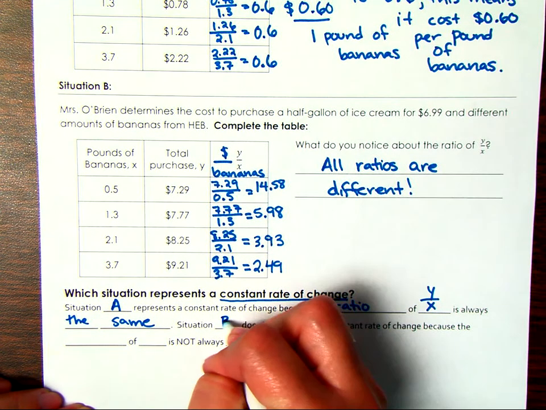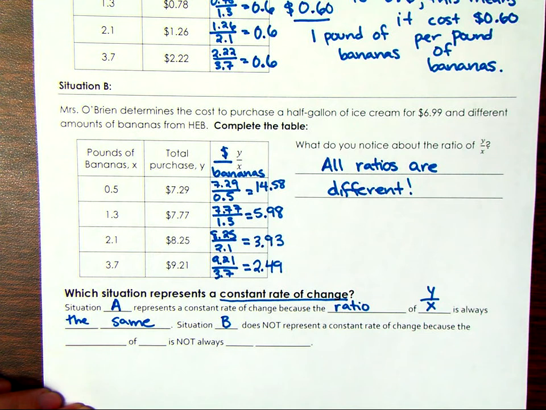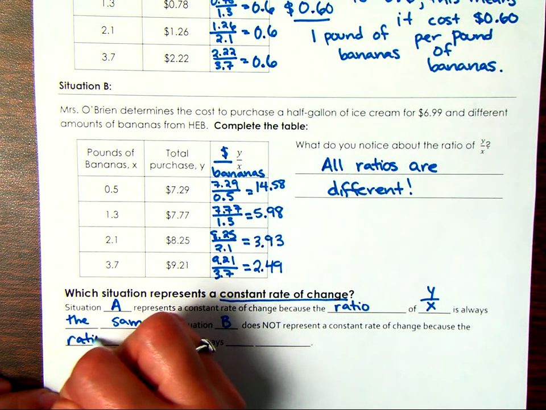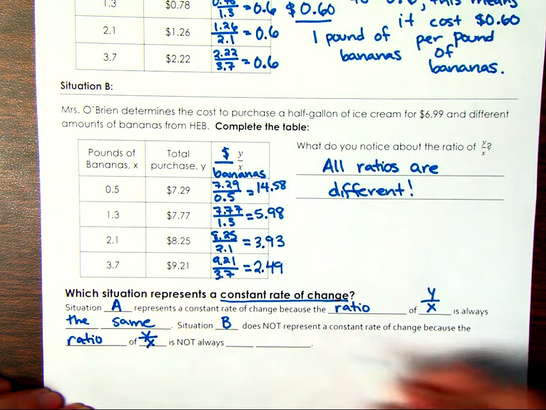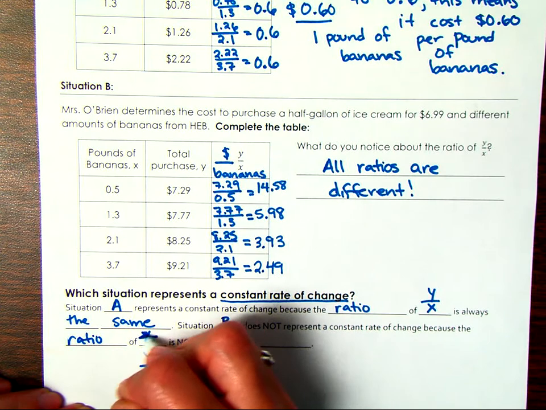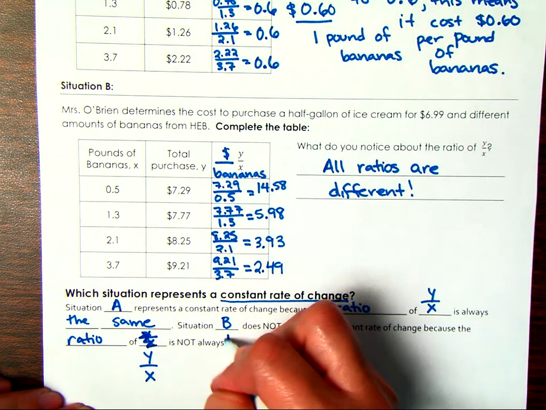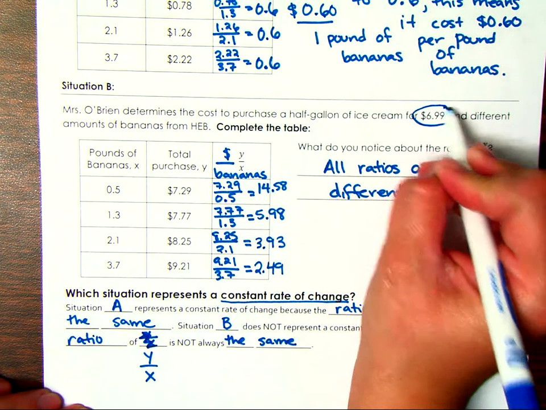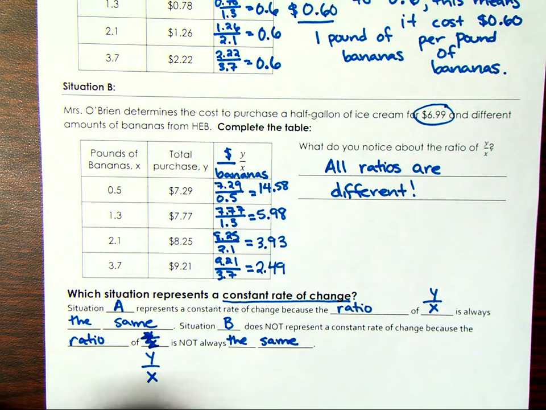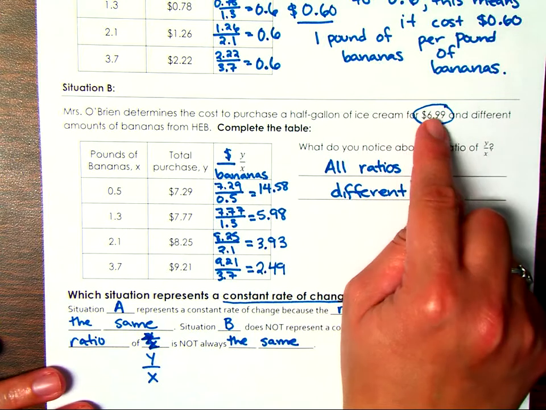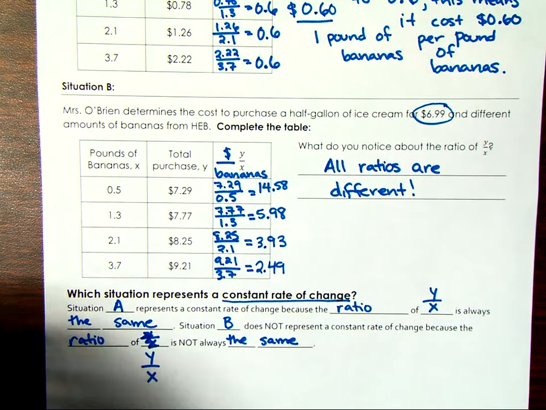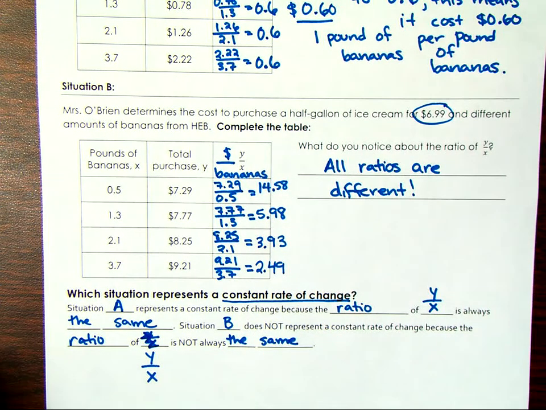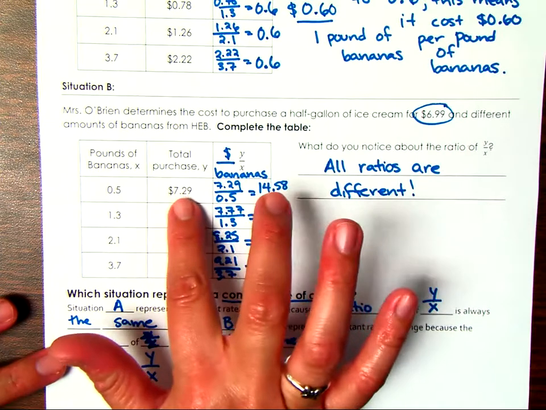Situation B does not represent a constant rate of change because the ratio of Y to X, just move that over here so you can see that a little better, is not always the same. And again, the reason why the ratio is not always the same is right here: they had an additional cost of $6.99. Later on in math, we're going to tell you how to write these equations, but not just yet. If you're paying a flat rate of $6.99 and you're buying something additional, you're not going to have that constant rate of change when you're looking at that total price. So that's something to think about.